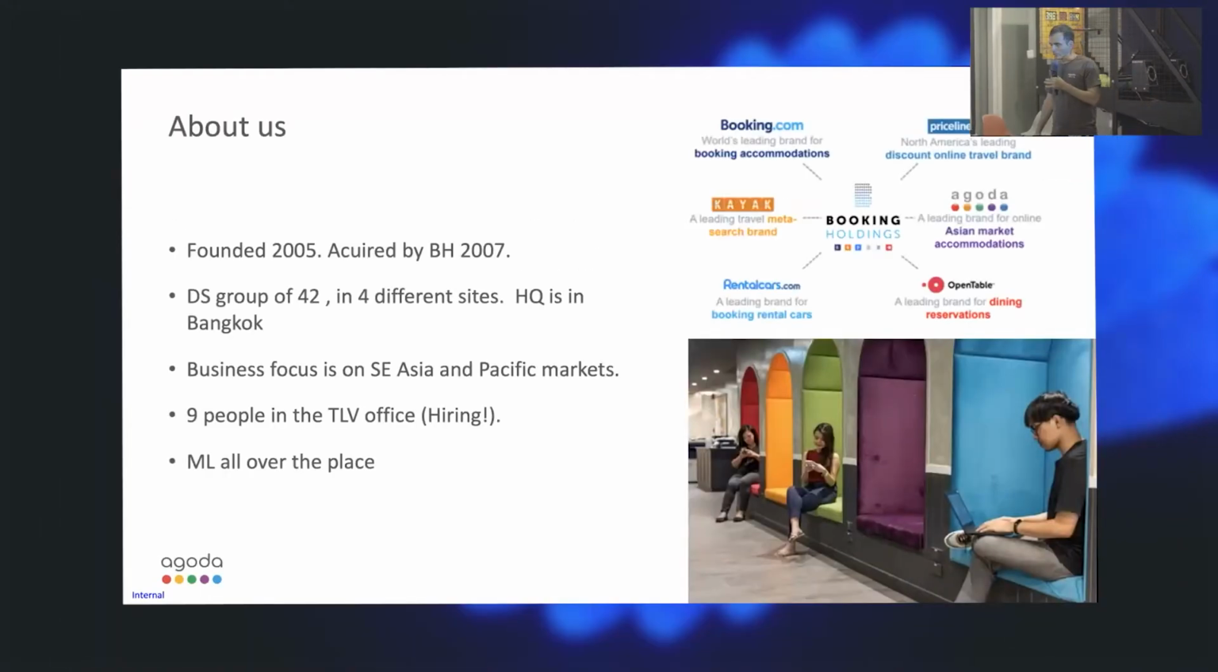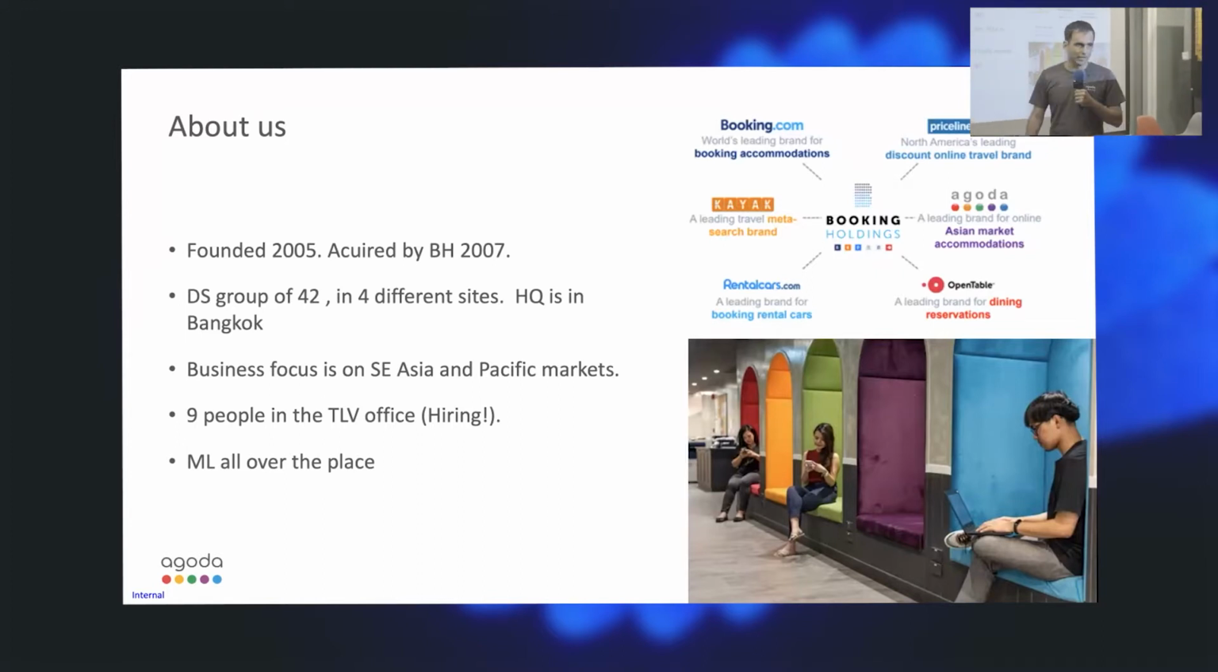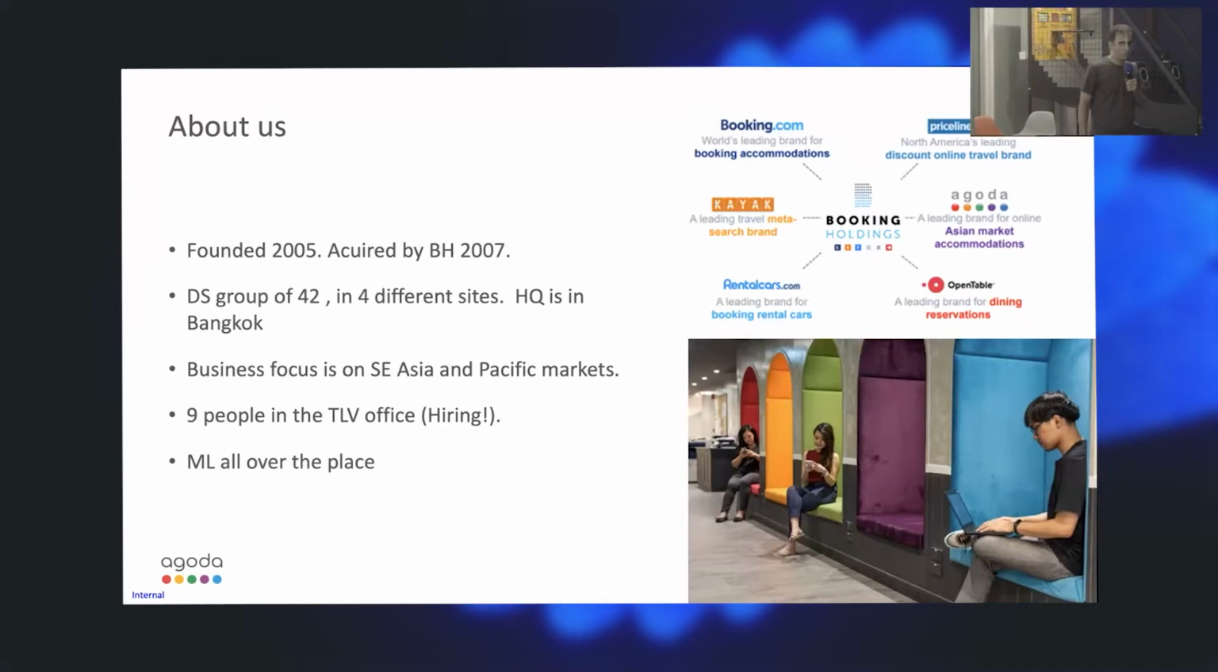So a little bit about Agoda before we start. It was founded in 2005. It's a big online travel agency. It's part of the Booking Holdings group. Other companies in the group are Booking.com, Kayak, Priceline, rental cars, many other companies that maybe you didn't know are affiliated. And Agoda's special focus is in Southeast Asia and Oceania. So these are the core markets of Agoda. The headquarters are in Bangkok.